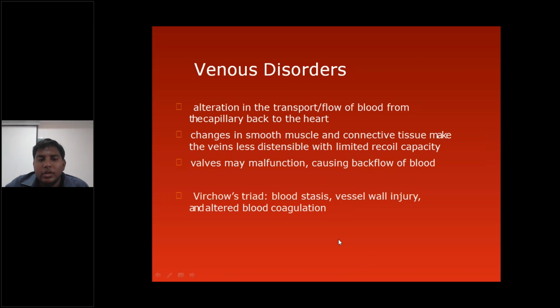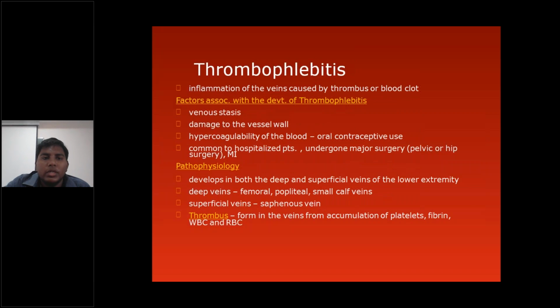As you know, Virchow's triad: blood stasis, injury to the blood vessel wall, and hypercoagulability. This triad results in a vicious cycle that leads to damage to the vein and corresponding setbacks. So, thrombophlebitis, we already know, is inflammation of the vein.